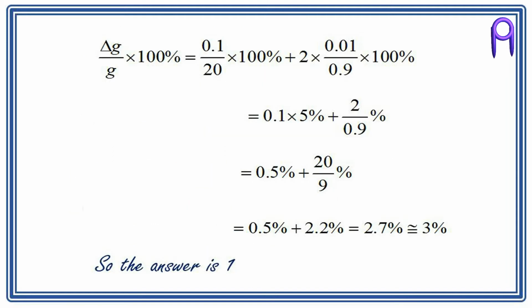Putting these values in Δg/g multiplied by 100%, we get 0.1/20 multiplied by 100%, that is 0.5%, plus 2 times 0.01/0.9 multiplied by 100%, that is 20/9%, which is 2.2%, so the total is about 2.7%, approximately equal to 3%. So the answer is 1.